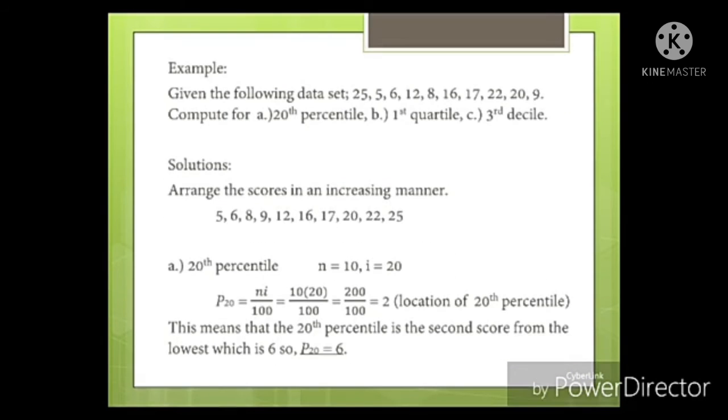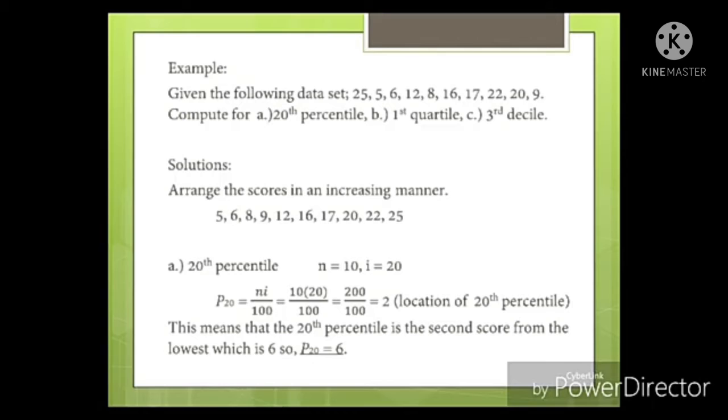Let's have an example. Given the following dataset: 25, 5, 6, 12, 8, 16, 17, 22, 20, and 9. Compute for A. 20th percentile, B. First quartile, and C. Third decile. Solutions. First, we must arrange the scores in an increasing manner. It will become 5, 6, 8, 9, 12, 16, 17, 20, 22, and 25.